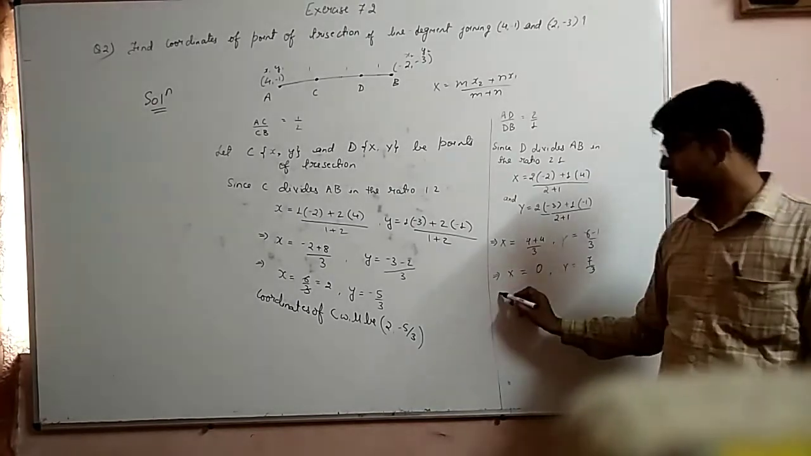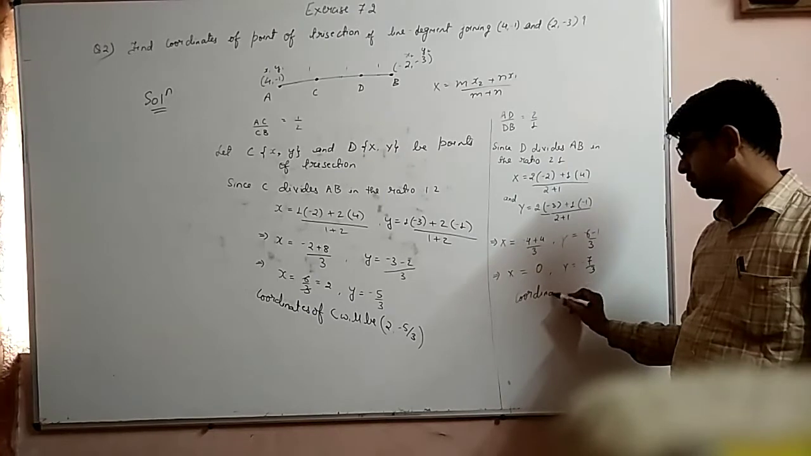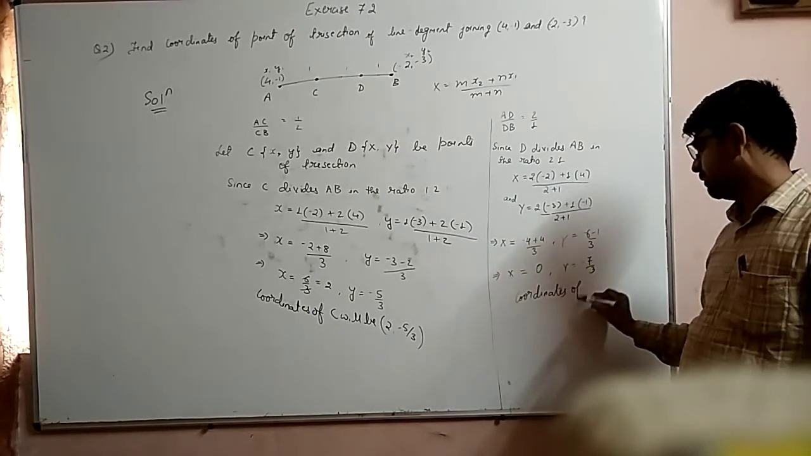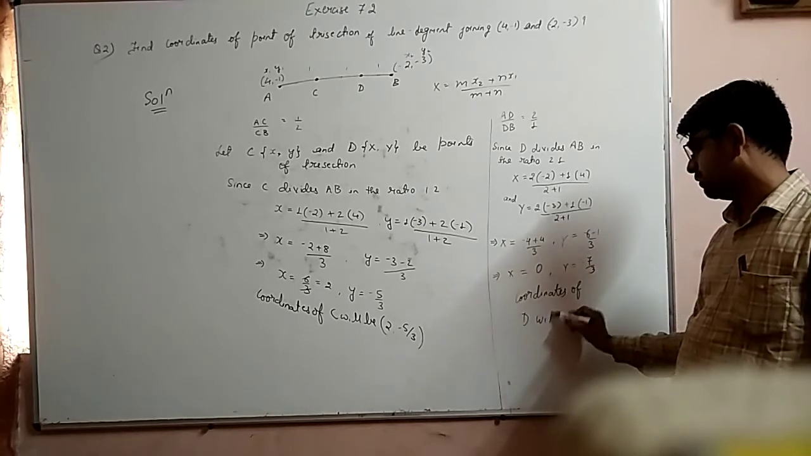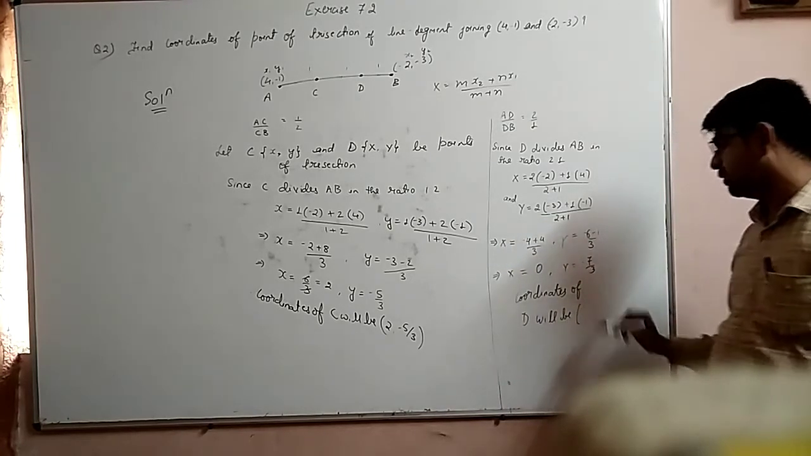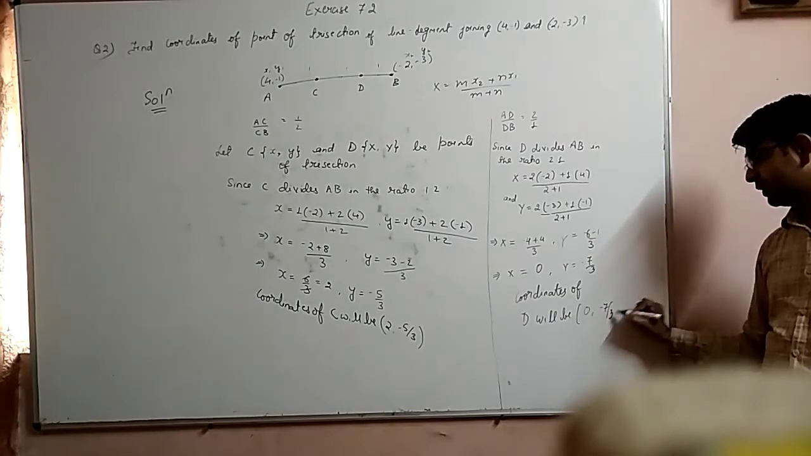Okay, so therefore the coordinates of D will be 0 and minus 7 by 3.